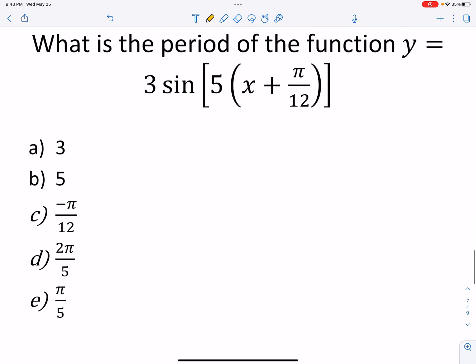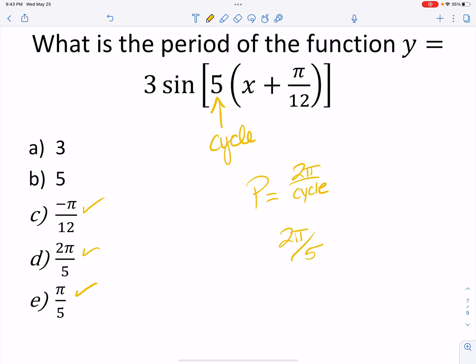Okay, what is the period of the function? So remember, this is the cycle, okay? Now, if you look at this, I can tell by my answers there's pi's in them. If I were to give this question to you on a final, I would say in radians, what is the period? So remember that the period equals 2 pi divided by the cycle. So that would be 2 pi divided by 5. So my answer is 2 pi over 5.